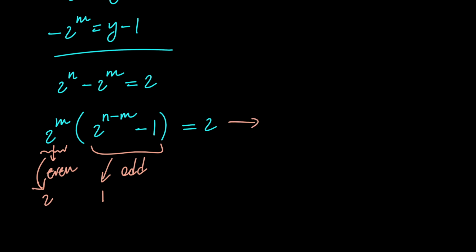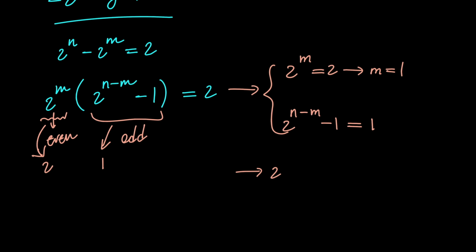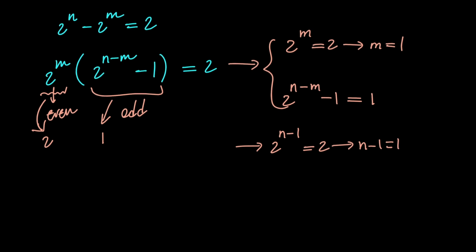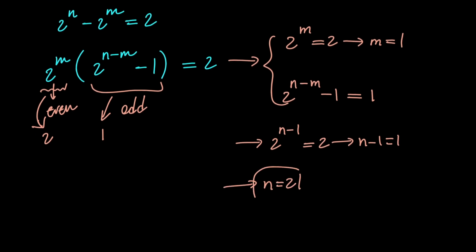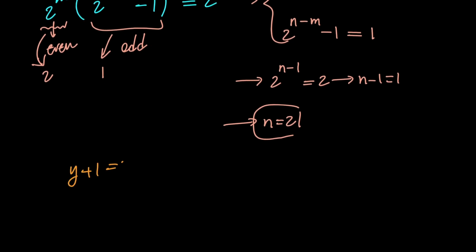So I can go ahead and say that 2 to the power of m is 2, which means that m is 1. And 2 to the power of n minus m, minus 1 equals 1. Since m is 1, we have 2 to the power of n minus 1 equals 2, which means that n minus 1 is 1, and that means that n is 2. Cool. Now remember that y plus 1 is 2 to the power of n, and n is 2, therefore y plus 1 is 4, which means that y is 3.